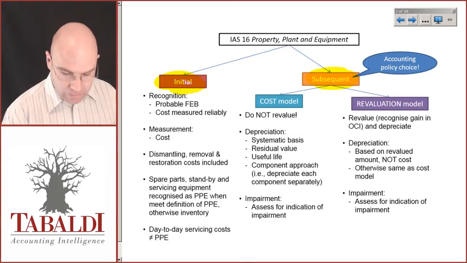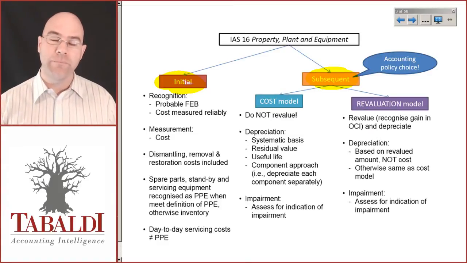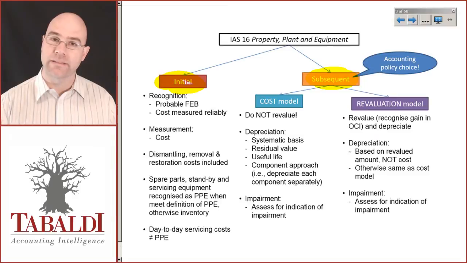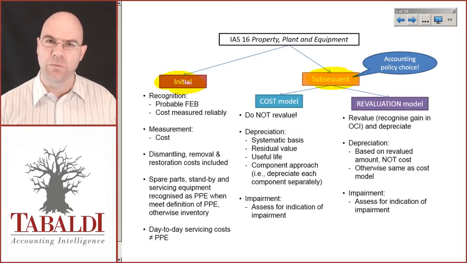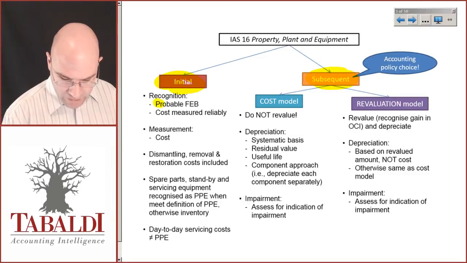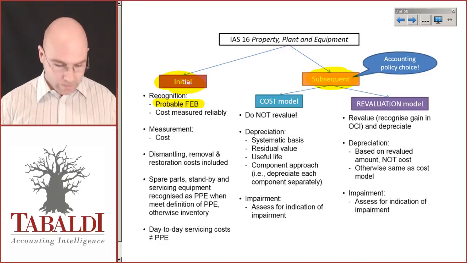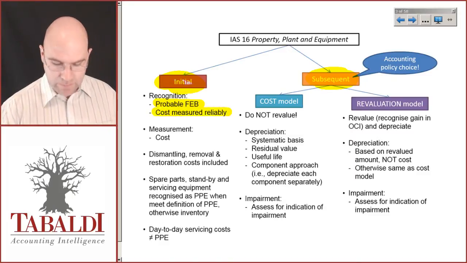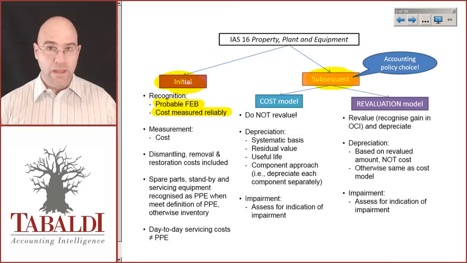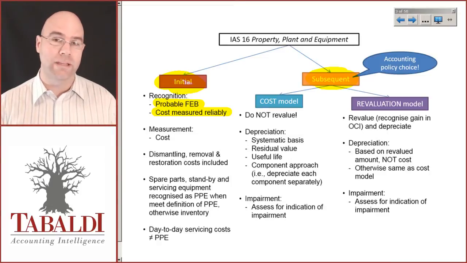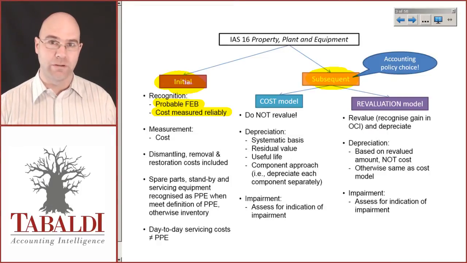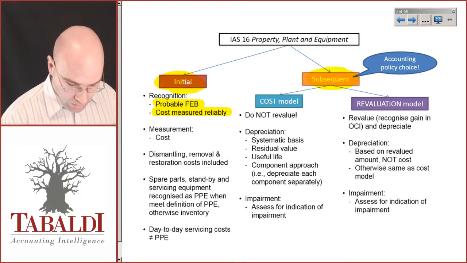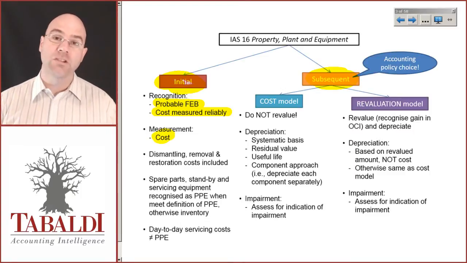So initial recognition, well, the recognition criteria laid out in IAS 16 are exactly the same as the framework. First of all, the future economic benefits must be probable, and there must be a cost that can be measured reliably. Okay, that tells me when to recognize PPE, when those two criteria are met. Then, how much? Well, you'll measure it at cost.